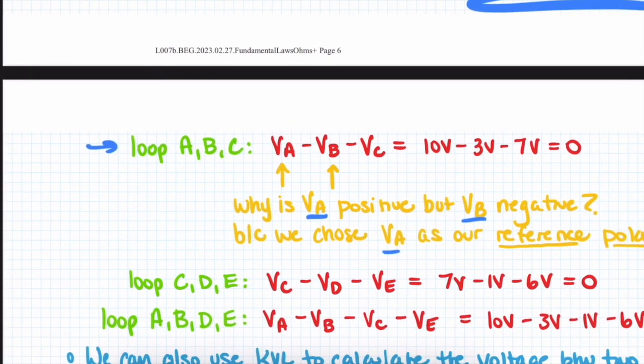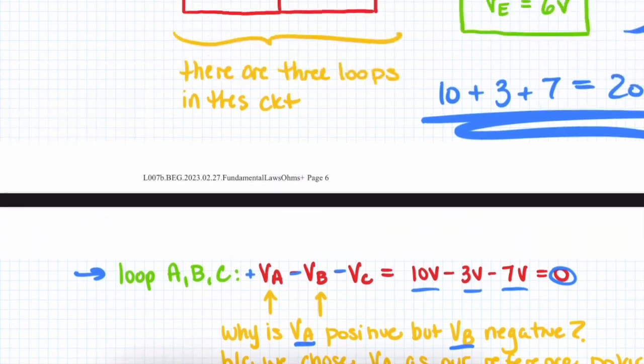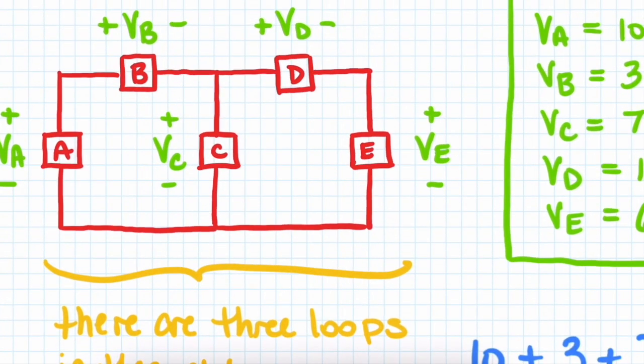So that is why we end up with the equation positive VA minus VB minus VC. And now we can plug in those numerical values, positive 10, positive 3, positive 7, and we end up with a 0. Let's try the same thing for this loop right here.